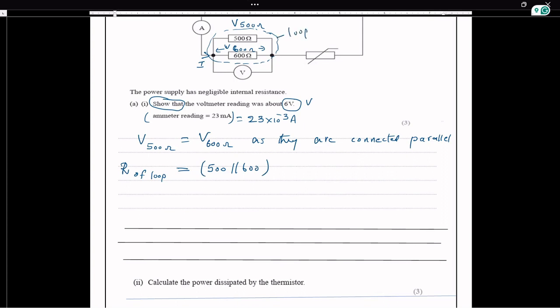So 500 parallel 600. Let us use the easy way of calculating. It is the product over the sum, R1 times R2 over R1 plus R2. So I'm using that one. It is 500 times 600 over 500 plus 600. It is giving a total resistance of 272.72 ohms. This is the total resistance.